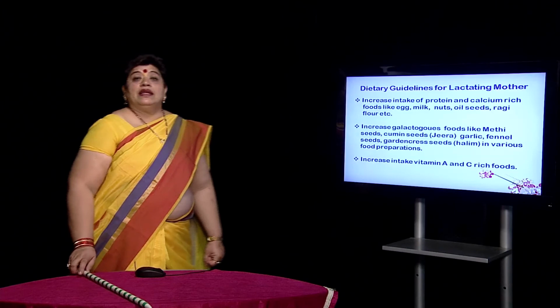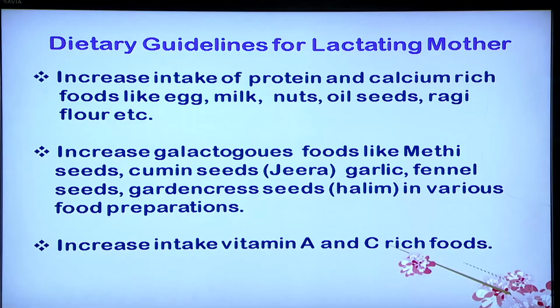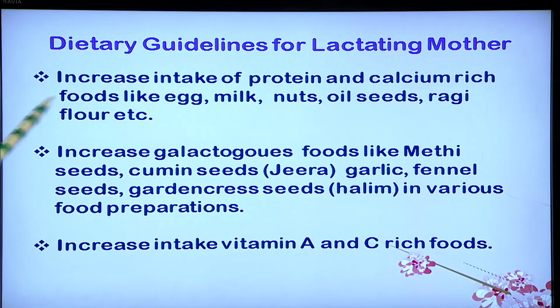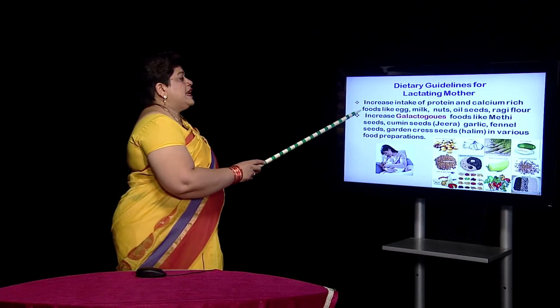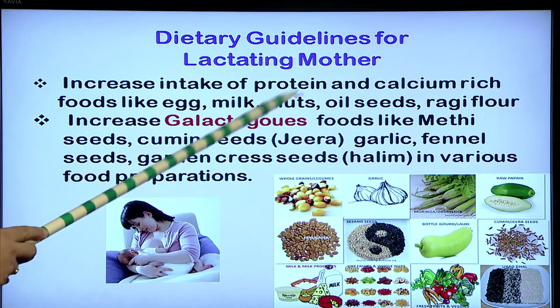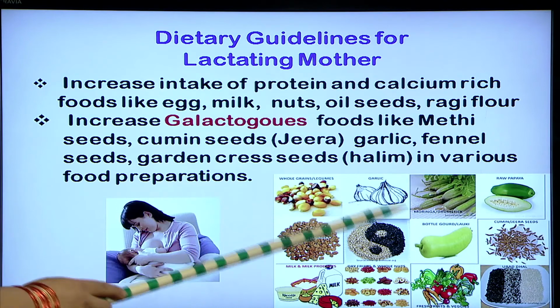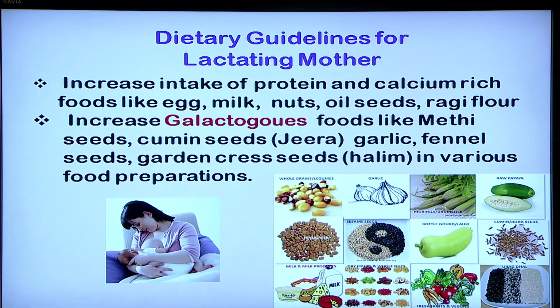A lactating mother has to take very good care of her diet as well. That is, increase intake of protein and calcium rich food such as egg, milk, nuts, oil seeds, etc. Increase galactogenous food like methi seed, cumin seed, garlic, fennel seed in various food preparations, and increase intake of vitamin A and C rich foods. Mostly foods that supply protein also give calcium. Increase in these kinds of food intake, as you can see in the picture here, helps in taking good care of the baby.